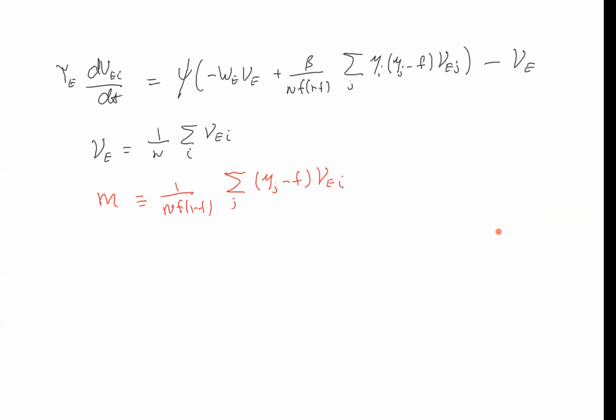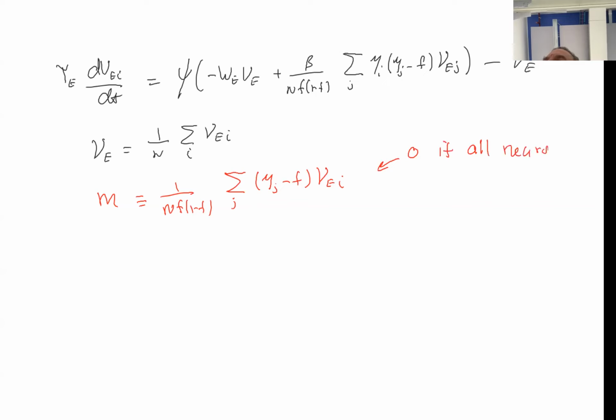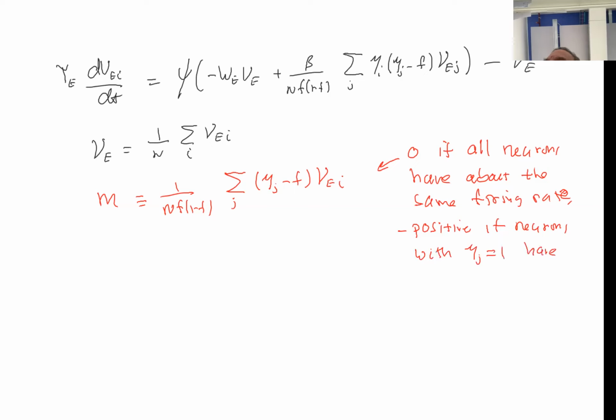So this is basically 0 if all neurons have about the same firing rate, and positive if neurons with eta j equal to 1 have elevated firing rate.